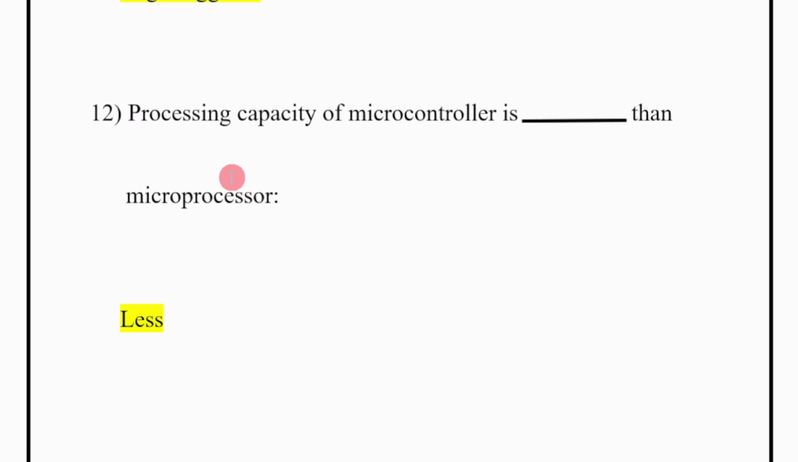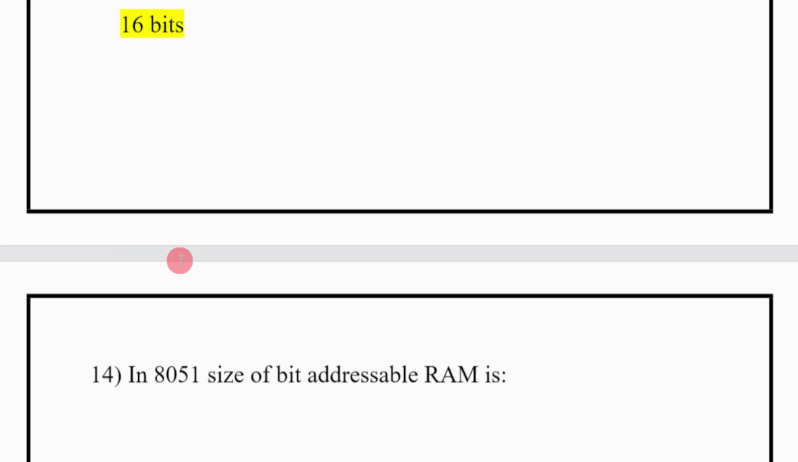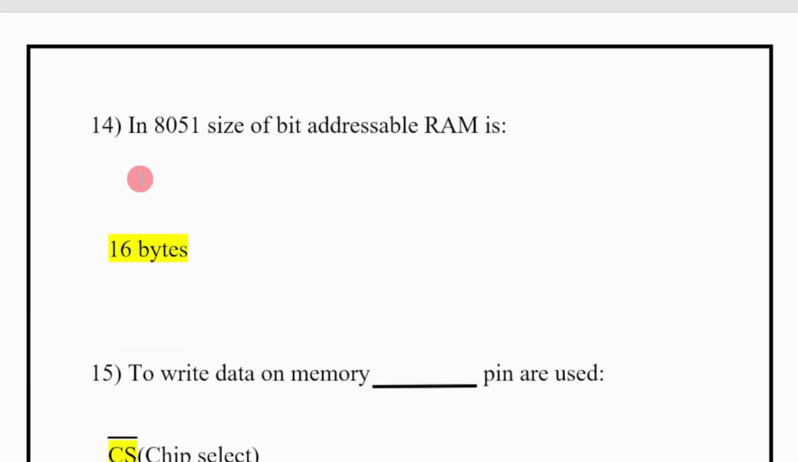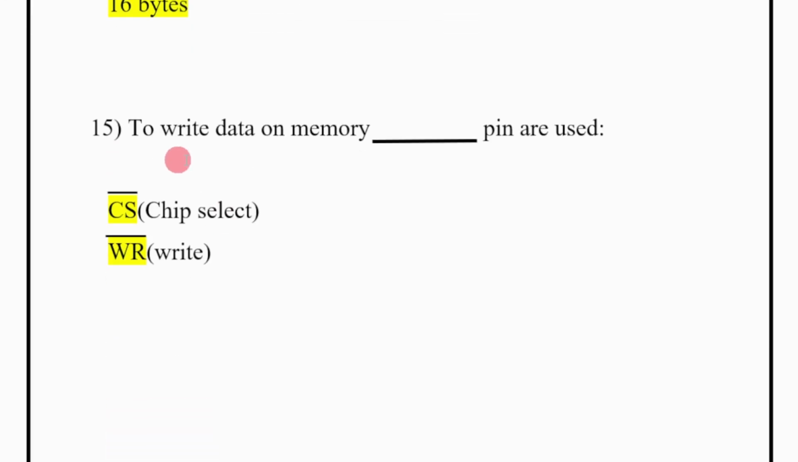Next, processing capacity of microcontroller is less than microprocessor. Next, program counter of 8051 is a 16 bits register. Next, in 8051 size of bit addressable RAM is 16 bytes. Next, to write data on memory, CS and write pin are used.